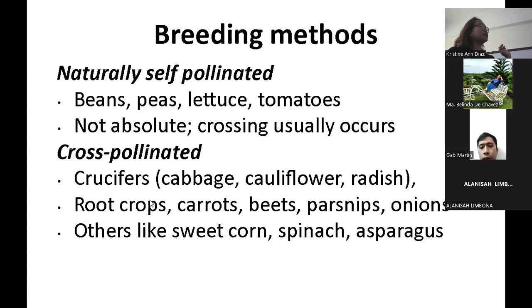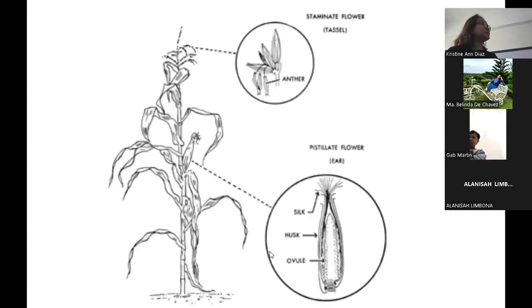So, for cross-pollinated naman, the crucifers, the root grass, and the sweet corn. Kasi yun nga, may mga problema sa sarili nila, no? So, they need others to pollinate. Like for example, for the corn, na-explain ko na ito, ang tassel niya, anther will fall down late for the embryo, recessive na yung embryo, no? Ready na sila, kaso hindi pa siya pwedeng pakasalan.